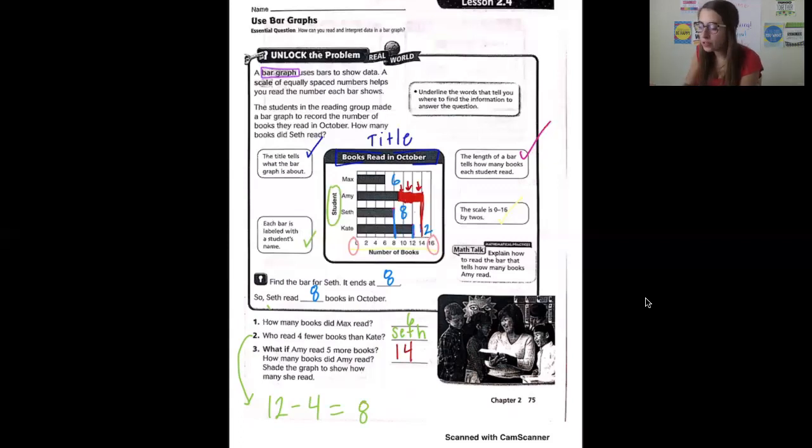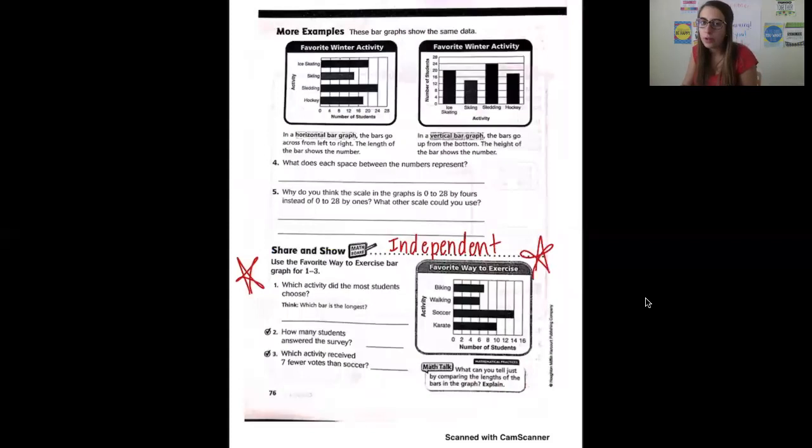Okay, now what I want you to do is go ahead and flip to this other paper. We're going to finish this part together. Your independent work is down here where I wrote independent. So you're doing these 3 questions for your independent work. Now it says, I want you to go ahead and look. These 2 bar graphs show the same data. So this is the same as this.